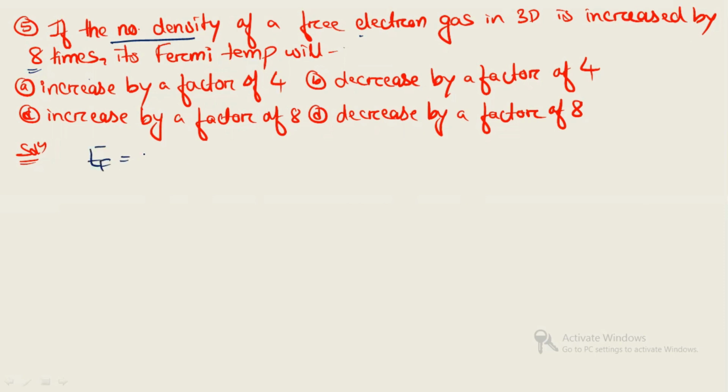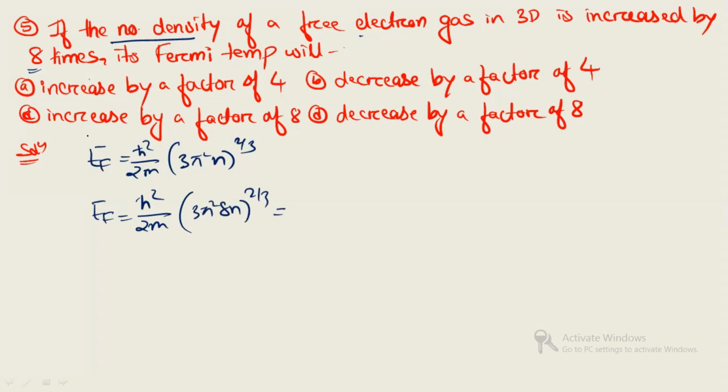EF is equal to ħ² by 2m times (3π²n) to the power 2/3. This is for 3 dimensions. So now in this case EF has the number density n, and now it is increased by 8 times. So I write ħ² by 2m times (3π² 8n) to the power 2/3. This I'm denoting by EF prime, because we are writing the increased one. This is EF and this I'm denoting by EF prime.